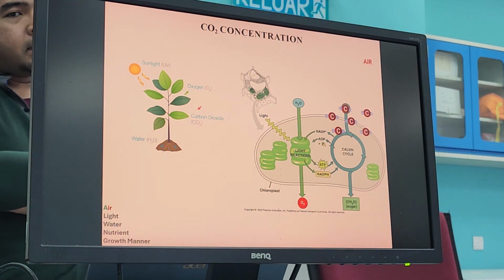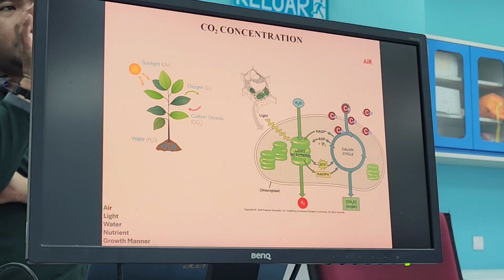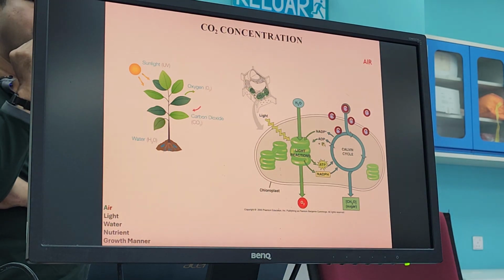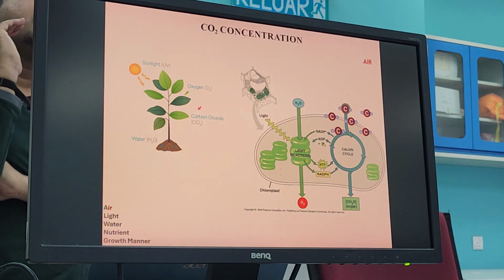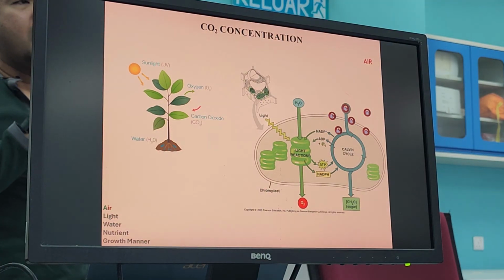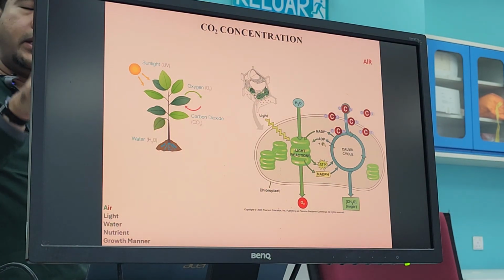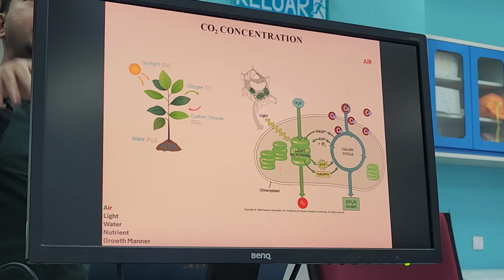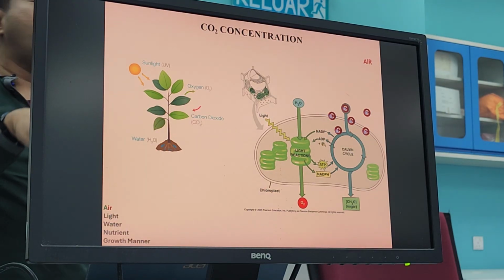The concentration of CO2 in the atmosphere will determine crop productivity globally. In the past, I'm talking about before the industrial revolution, way before. Let's go back to Jesus' time.